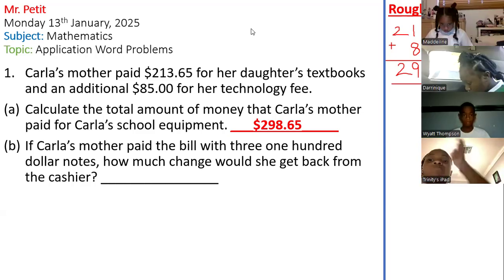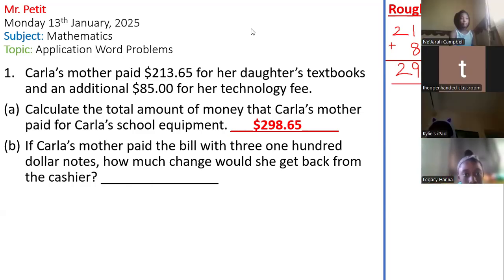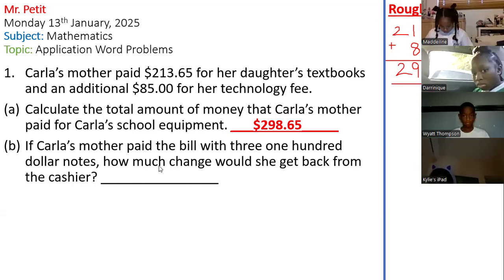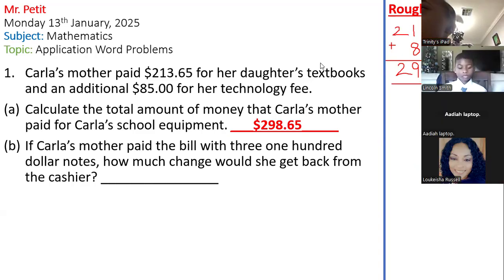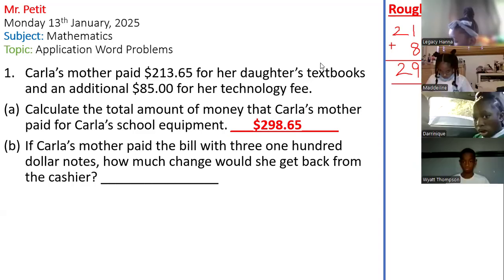We're gonna subtract. I want Brayden to answer us. If Carla's mother paid the bill with 3 $100 notes, how much change would she get back from the cashier? So how are we gonna get that? Say it again.